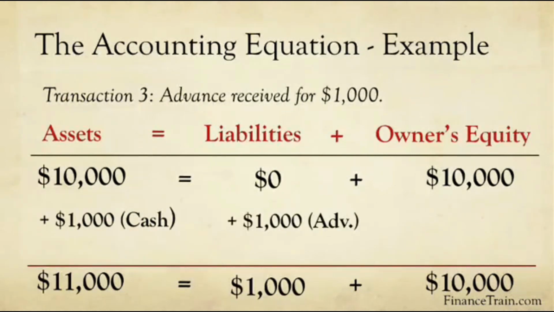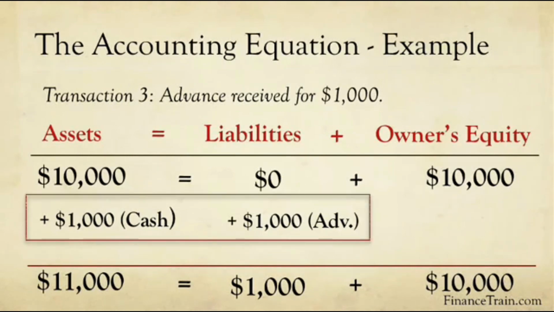The third transaction happens when David receives a new order and along with it comes an advance of $1,000. The cash received is an asset. At the same time, since the order is not yet fulfilled, this $1,000 will be a liability.